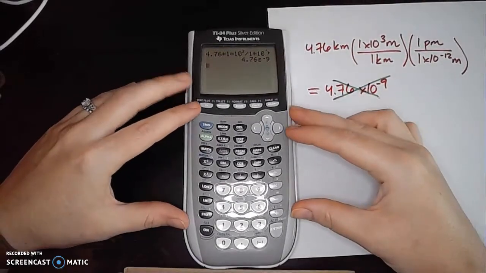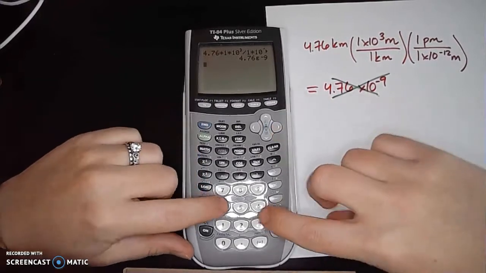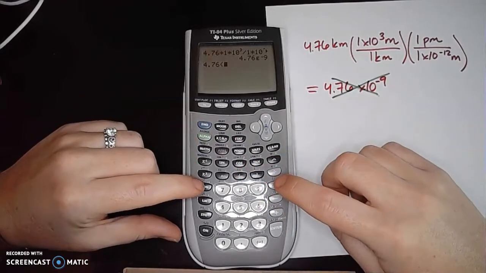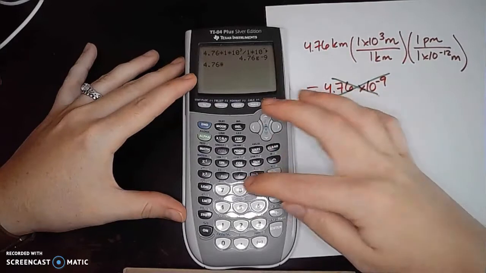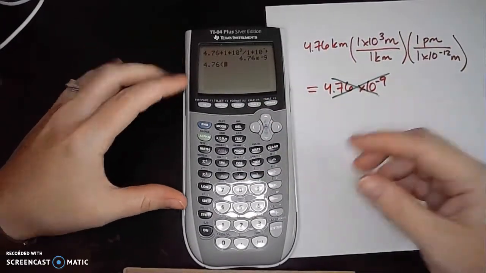Now, what most students will do to correct this is they'll type it in using parentheses. So we'll do 4.76, and this time we'll surround the, and we can do a multiplication symbol here, or we can leave it out because, you know, parentheses essentially implicate multiplication.